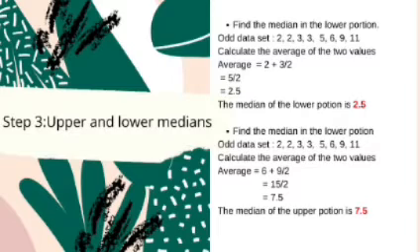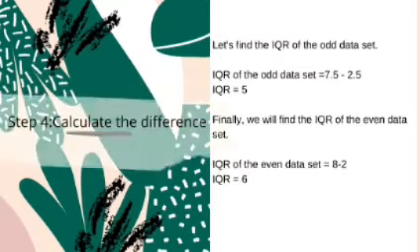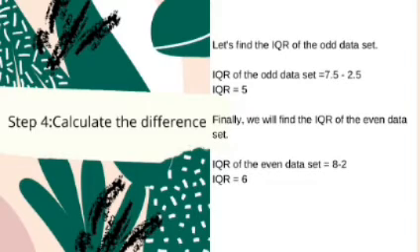Find the median in the upper portion. The data set is 2, 2, 3, 3, 5, 6, 9, and 11. Calculate the average of the two values. Average is 6 plus 9 divided by 2 equals 15 divided by 2, and the median of the upper portion is 7.5.